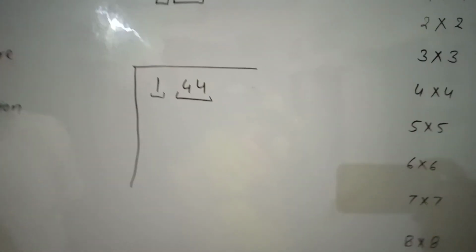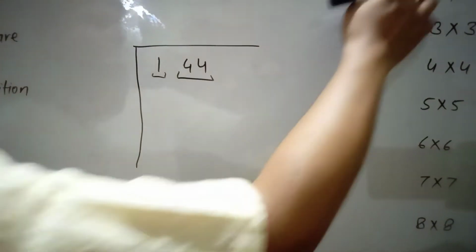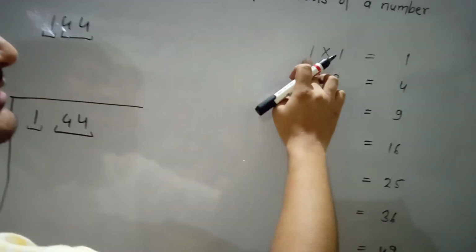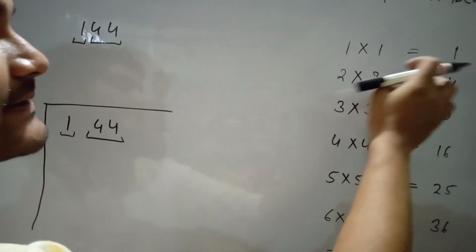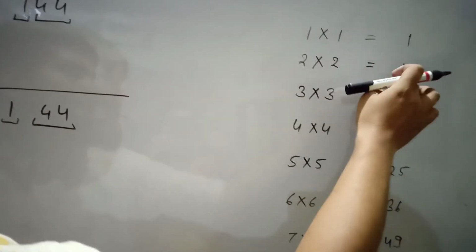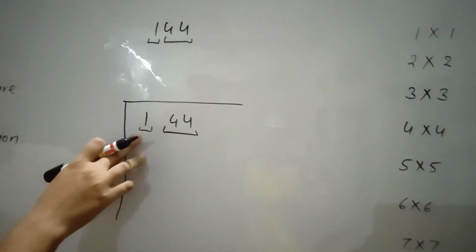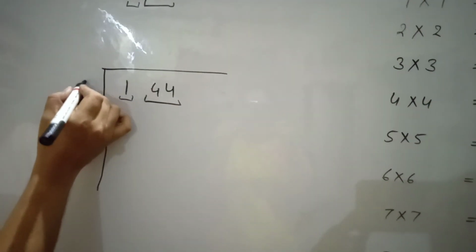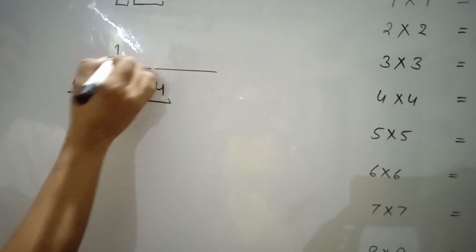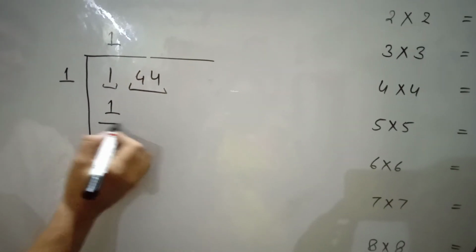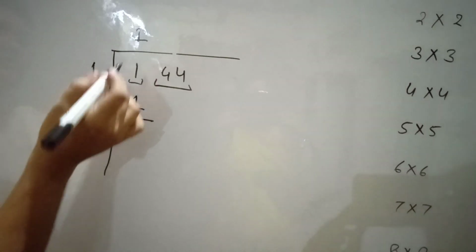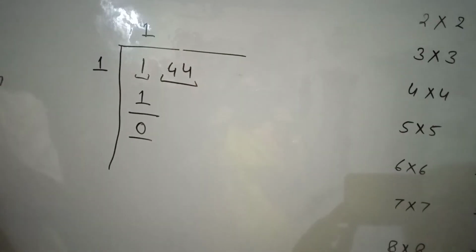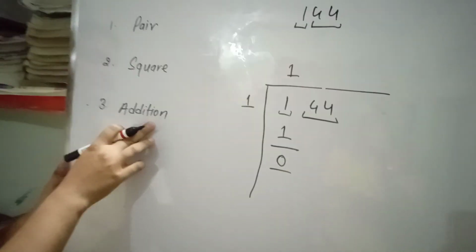Now we will divide the number by using the squares of the divisor. So if we take 1, we will take the table of 1 in one time, we will get 1. If we take 2, we will get 4. So 4 will be more than 1. So here we will take 1, and we will get 1. The remainder will be 0, and after the square, the third rule is addition.